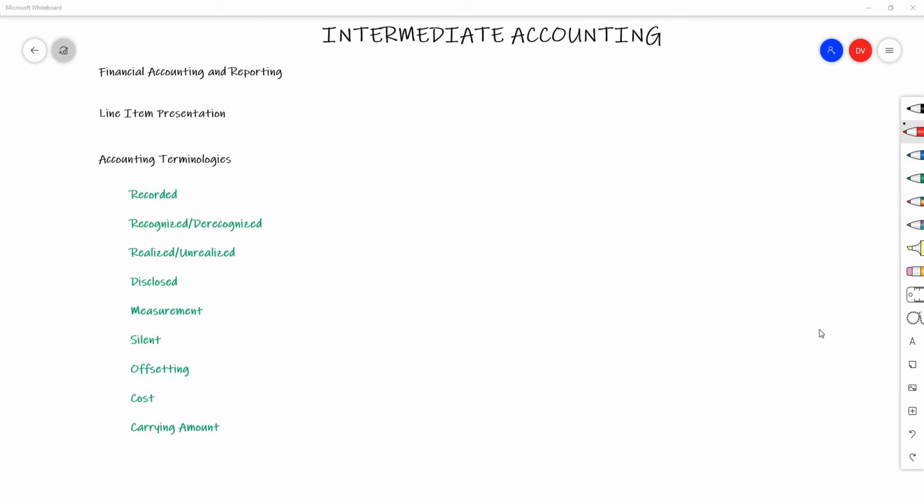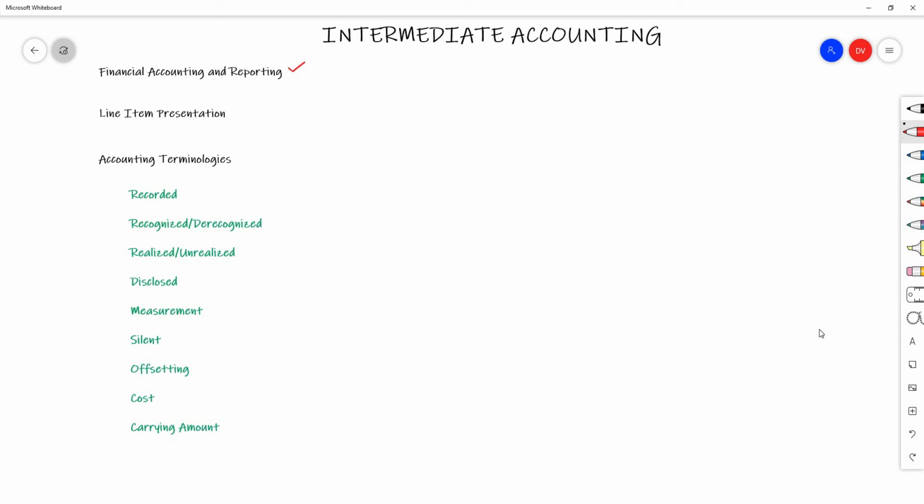Before we go to the topic proper, we have to discuss what Intermediate Accounting is. This is just an introduction of what to expect in the subject Intermediate Accounting. Firstly, Intermediate Accounting is one of the main subjects of financial accounting and reporting. It is one of the six CPA board subjects that is given by the Board of Accountancy.